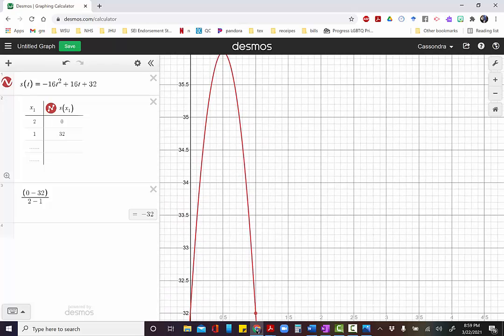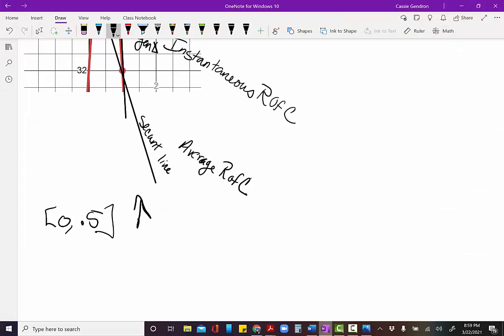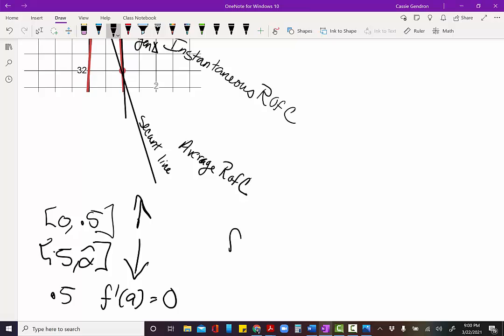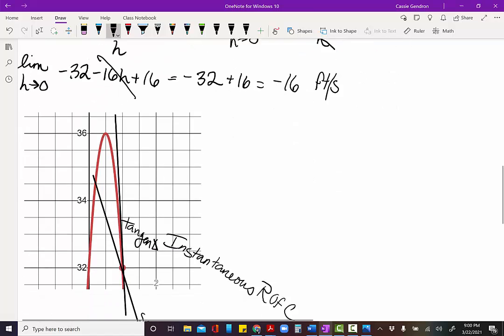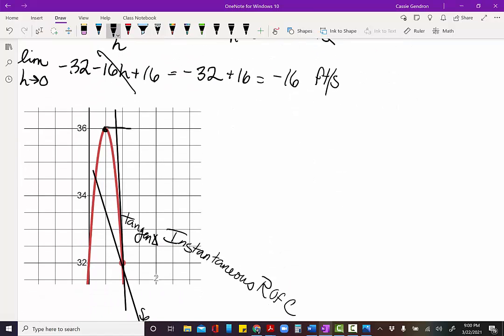So, between 0.5 and 2, we are decreasing. When we are at 0, we are at 0.5. So s prime of 0.5 equals 0 because we are right here. We have a slope of 0 there in our tangent line. Okay, so that's that problem.